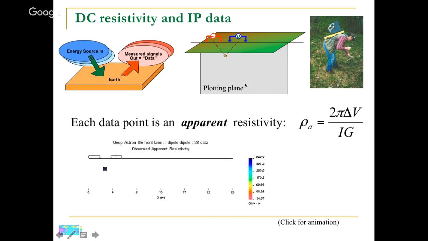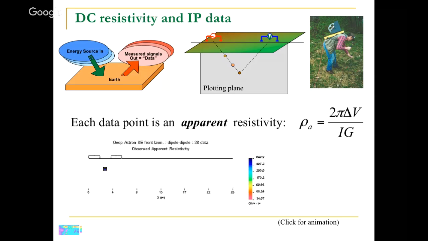So remember how we did that? This was a dipole, that's when we've got a dipole current source and a dipole potential field. And then we wanted to plot that on a plane. So we just did these 45-degree angles. And then we looked at where they're intersecting, and said, okay, I'm going to plot the datum there.